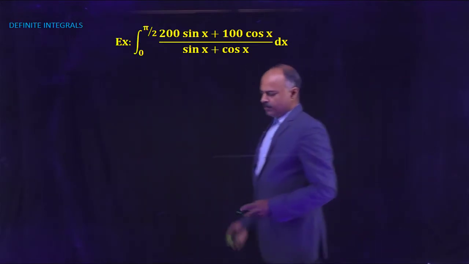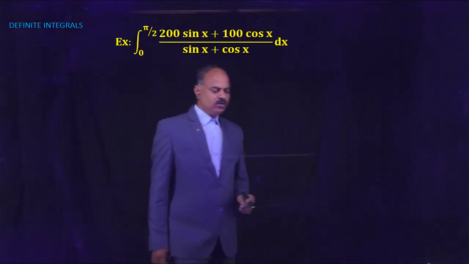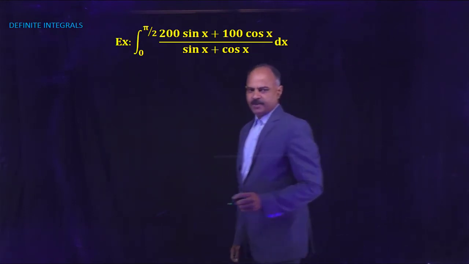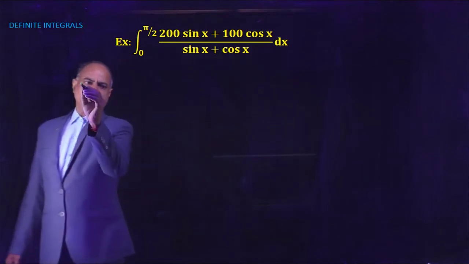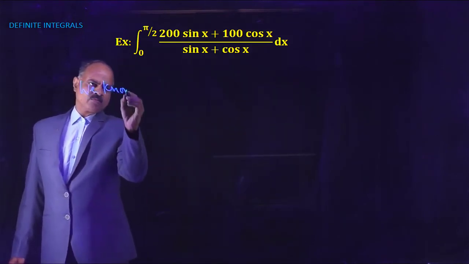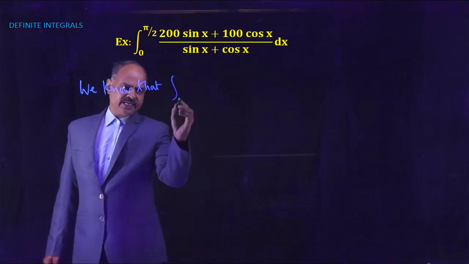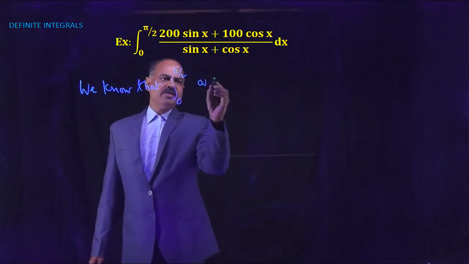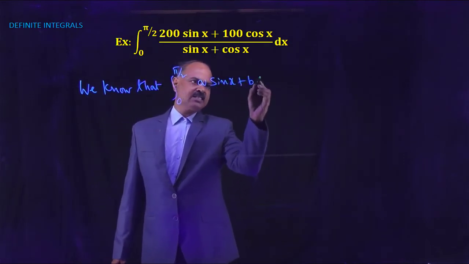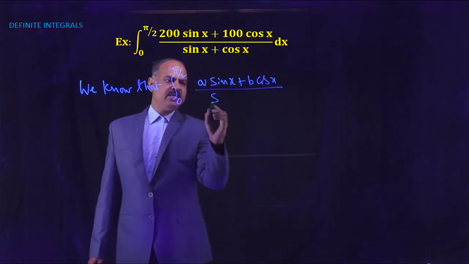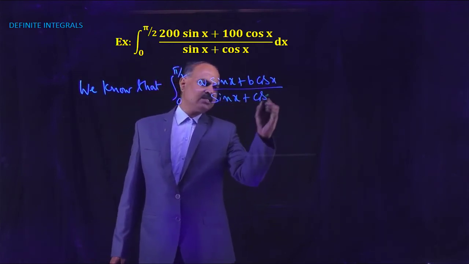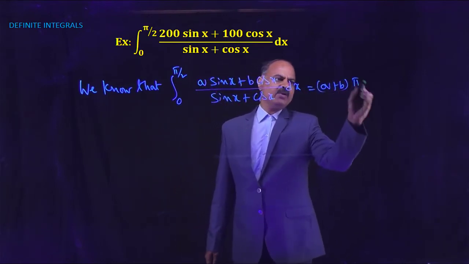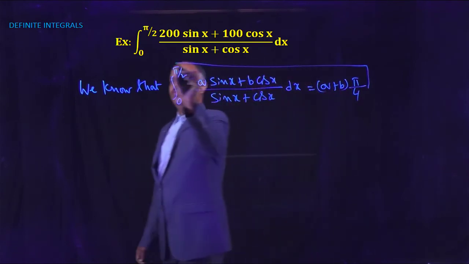Next, suppose for example the integral from 0 to pi by 2 of (200 sin x plus 100 cos x) by (sin x plus cos x). We know that the integral from 0 to pi by 2 of (a sin x plus b cos x) by (sin x plus cos x) dx is equal to (a plus b) into pi by 4.